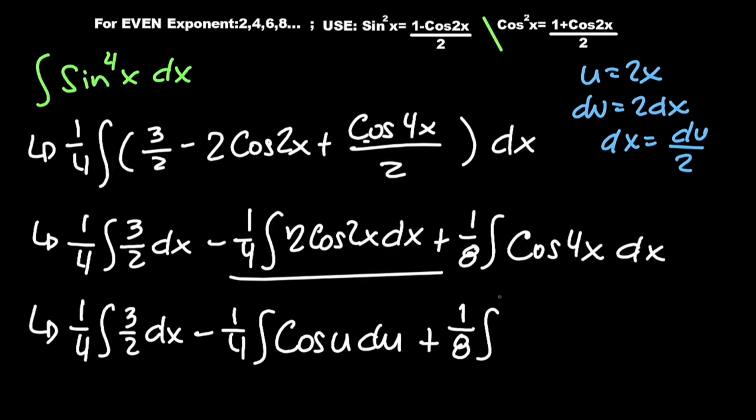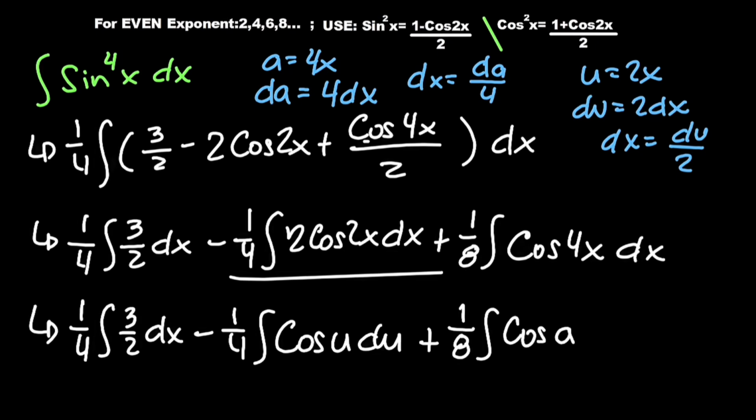And so, let us now focus on the other one, cosine 4x dx. For this one, let us use another variable. Let a here be 4x. Derivative of a, which is 4x, is 4 dx. So, dx right here would be equal to da over 4. And so, this would be cosine a, and dx right here would be equal to da over 4.